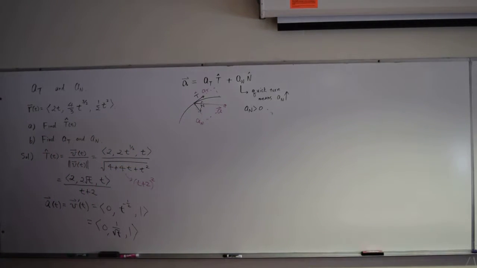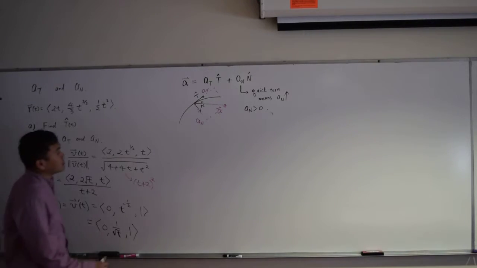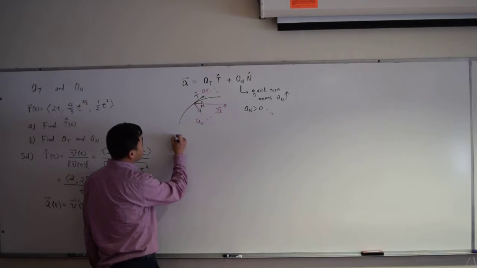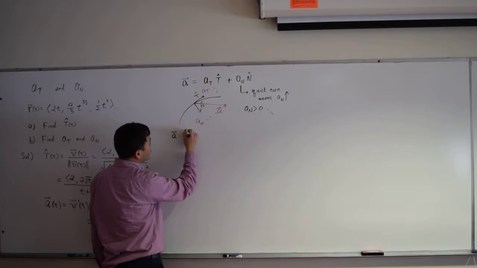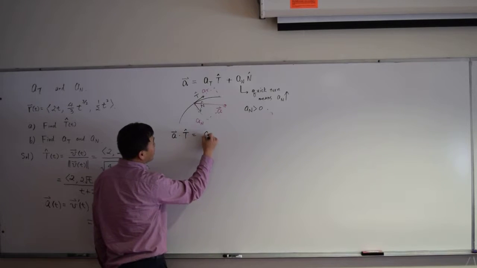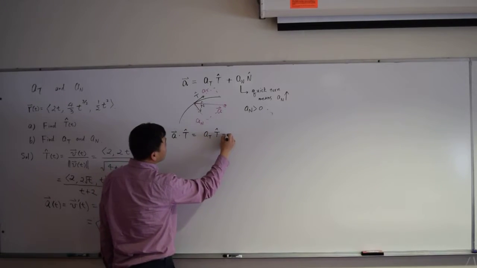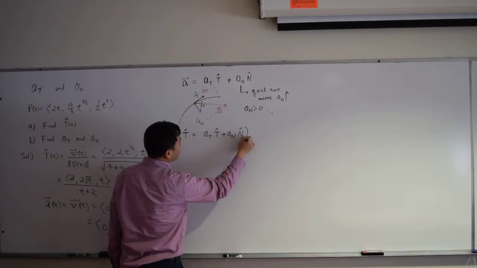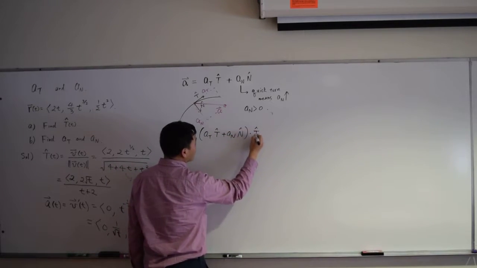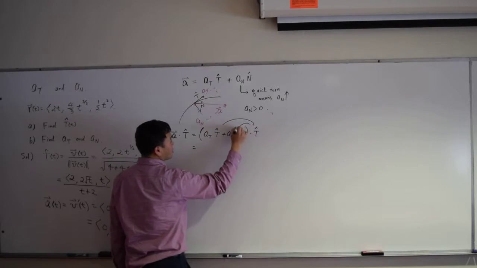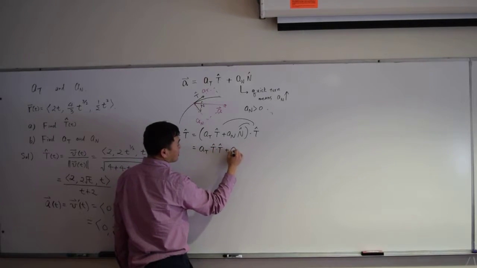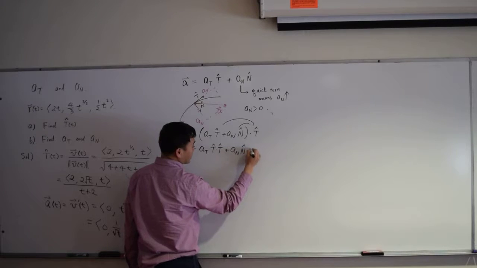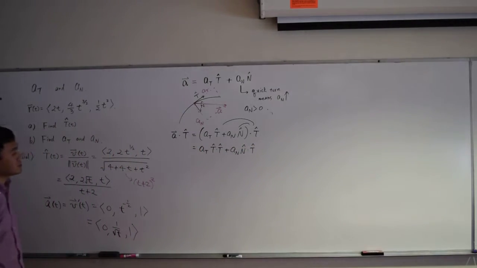Now, let's think about how we can get AT from A. Well, one possible method is the following. A dotted with T would be AT T plus AN N dotted with T. And then if you distribute, you have AT T hat dotted with T hat plus AN N hat dotted with T hat.